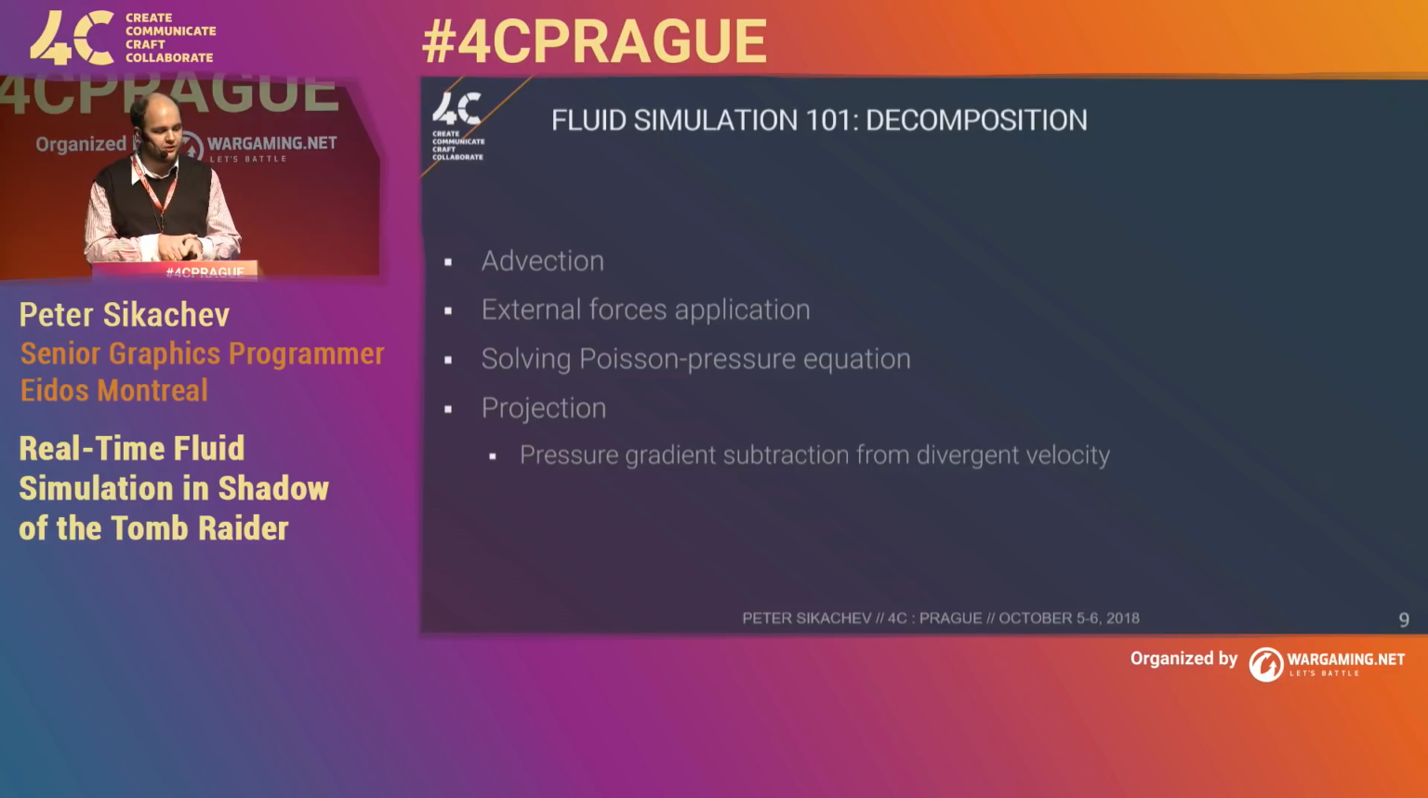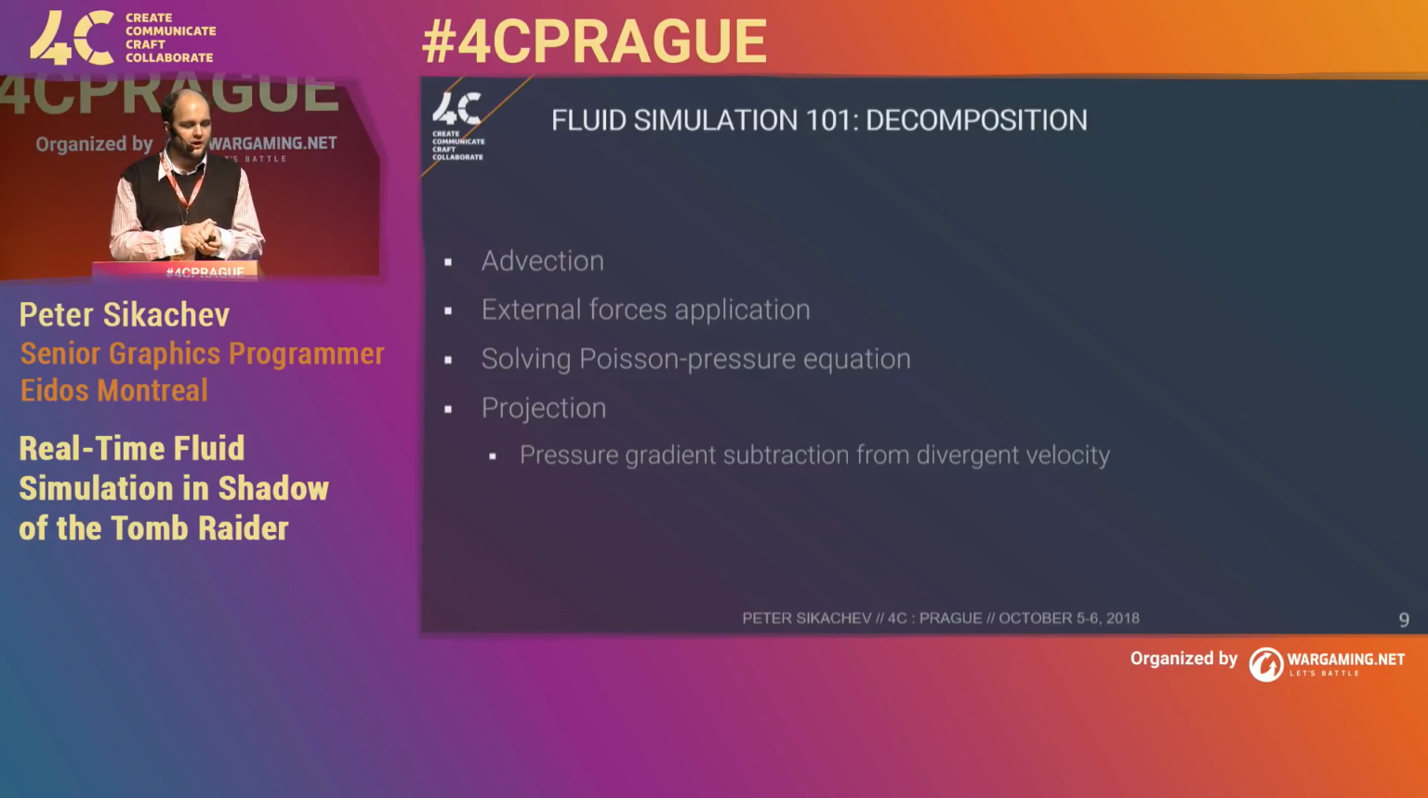along the velocity vectors. Then we apply the external forces, basically by simply modifying the velocity by the value of the forces in certain points. Then the most tedious part is that we solve the so-called Poisson pressure equations, and the problem with it is that it's an iterative process, so you have several iterations, and that's usually the most time-consuming part of the fluid simulation. And finally, we do a projection.